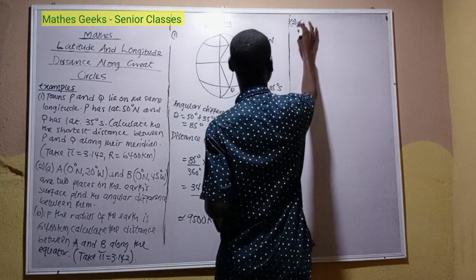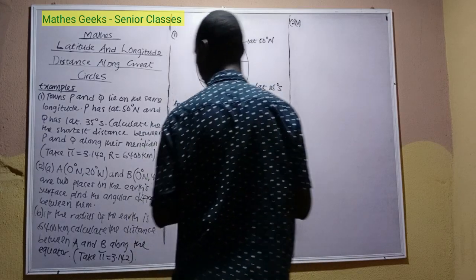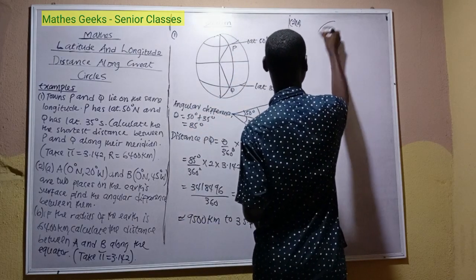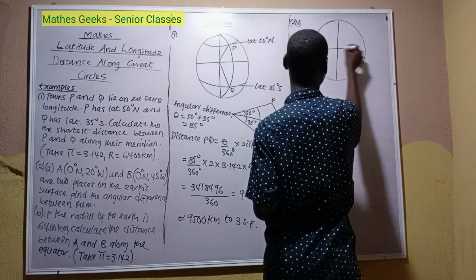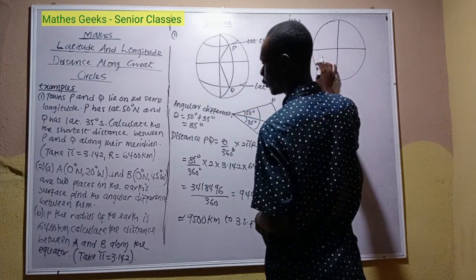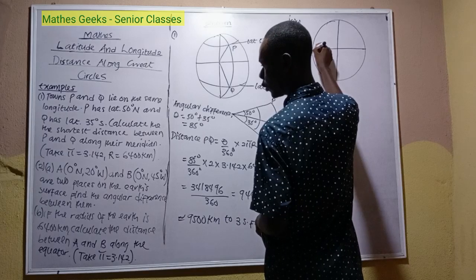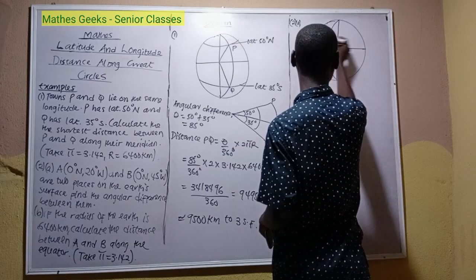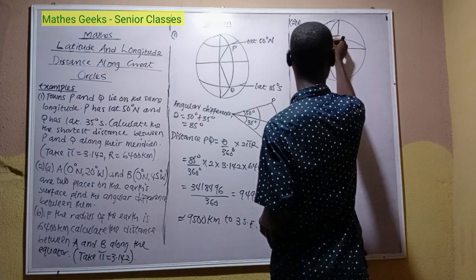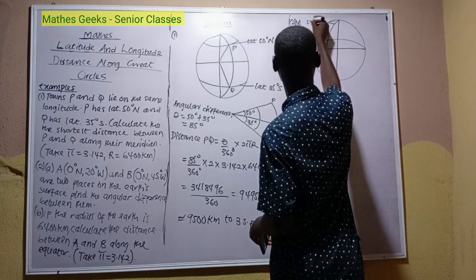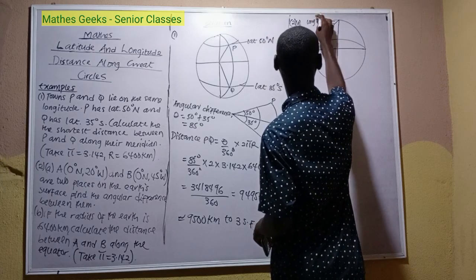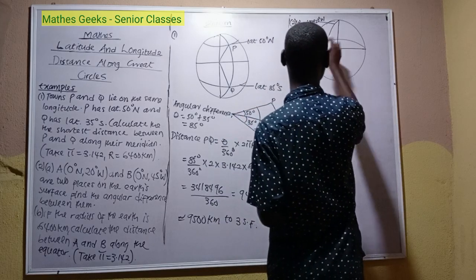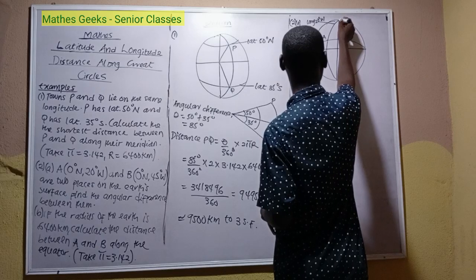Number 2A. Point A is 0 degrees north, 20 degrees west, and B is 0 degrees north, 45 degrees west. That's on the equator. So point A is longitude 20 degrees west. And then B is 0 degrees north, 45 degrees west, so longitude 45 degrees west.